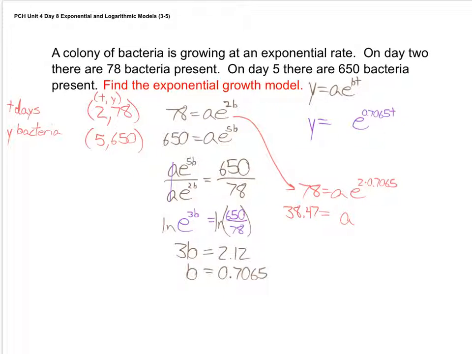and we get 38.47. Now we can fill that into our model: y equals 38.47 e to the 0.7065 t power. That is the model that we're looking for.